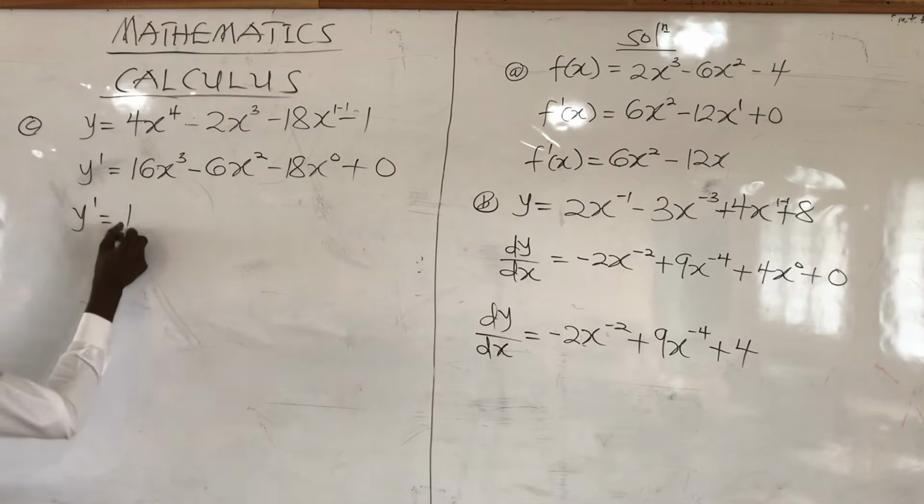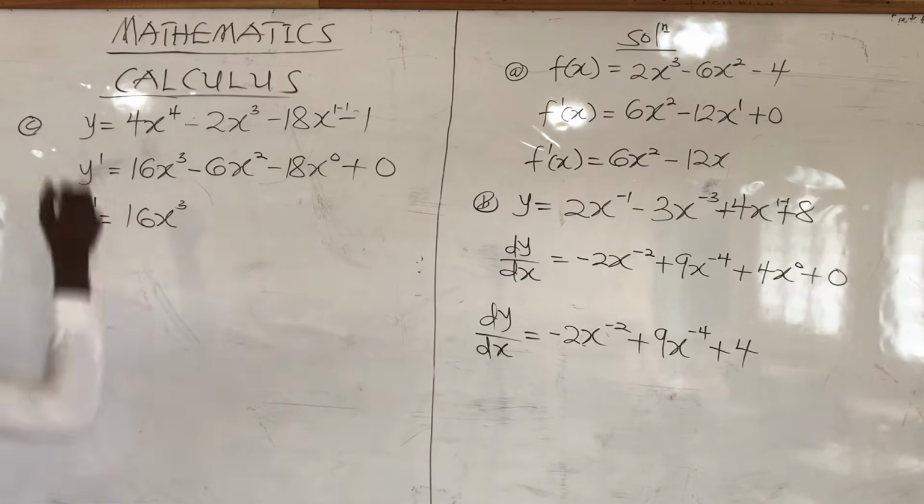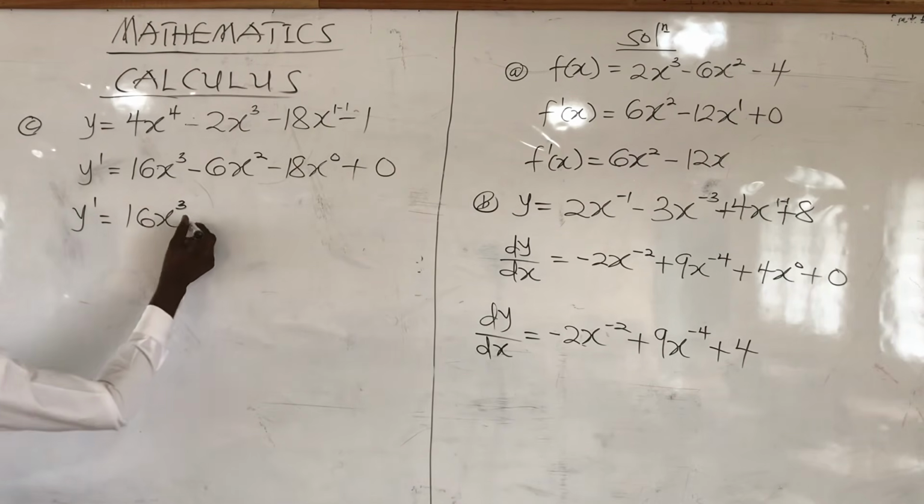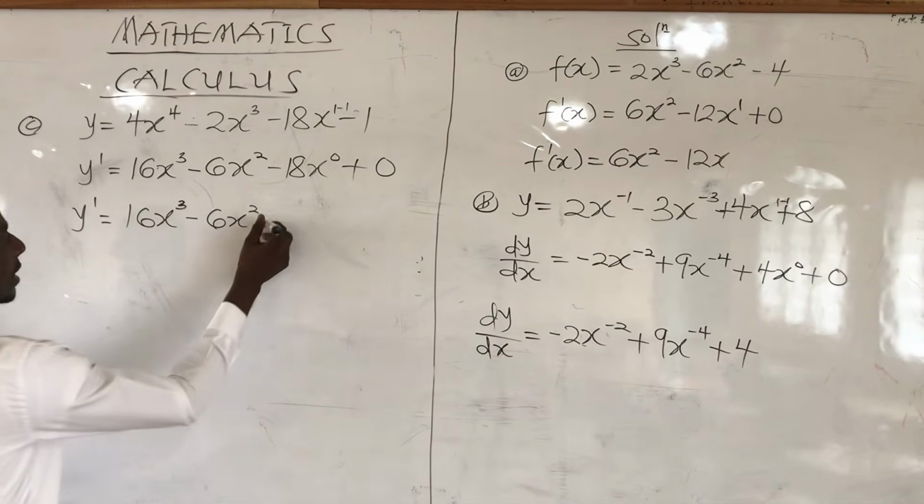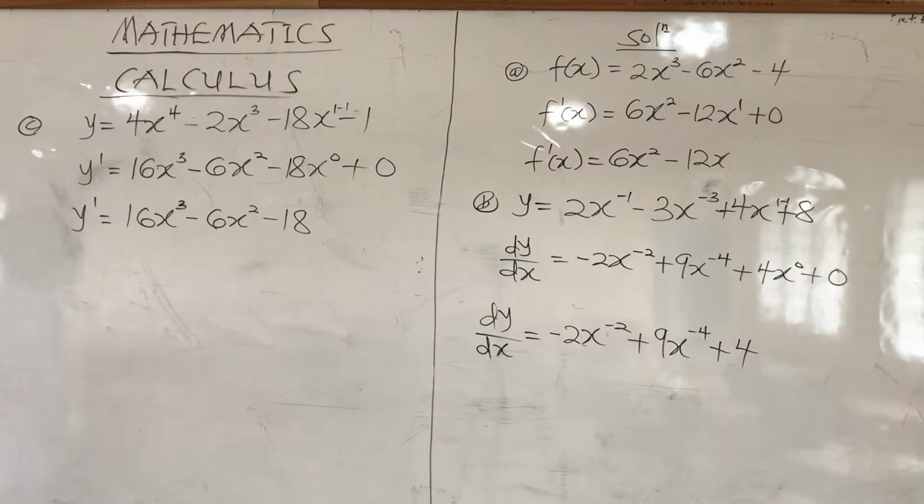So the final answer is going to be 16x cubed minus 6x squared. x power 0 is 1 times the minus 18, we still have minus 18 plus 0, and that is the final answer.